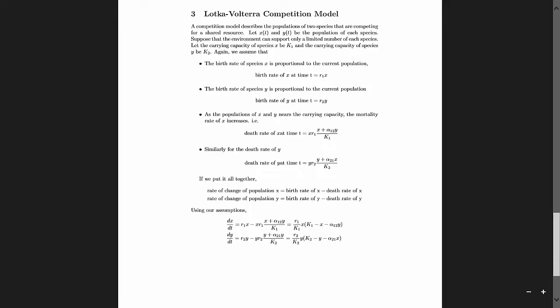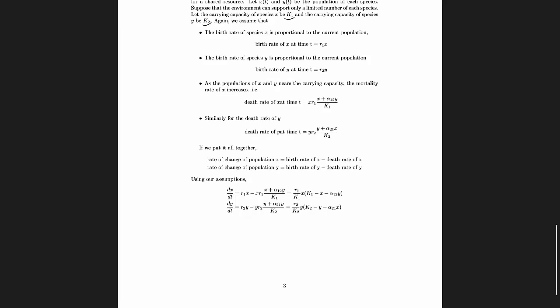So let's just keep those carrying capacities, which I'll call K1 and K2, in the back of our mind. K1 is the carrying capacity that has to do with species X, and K2 is the carrying capacity that has to do with species Y. And again, let's just assume that the birth rate of species X is proportional to the current population. So we'll call that constant of proportionality R1, and the birth rate of species Y is proportional to the current population, so we'll call that constant of proportionality R2.